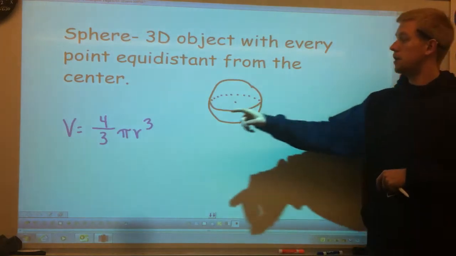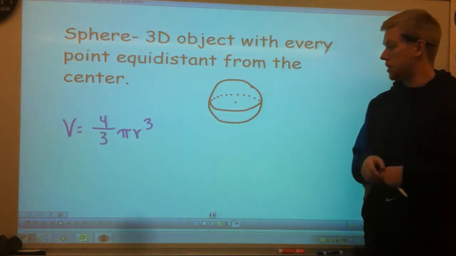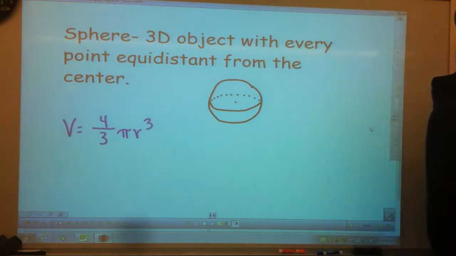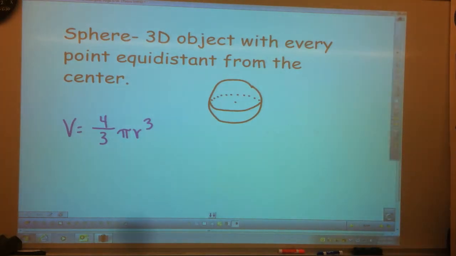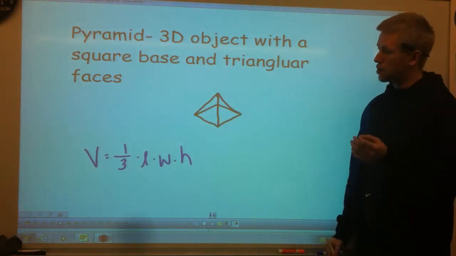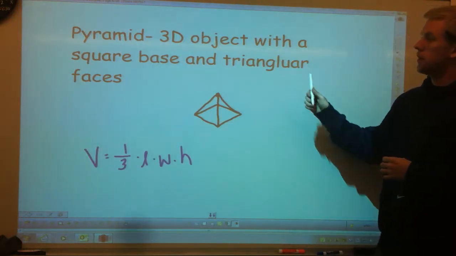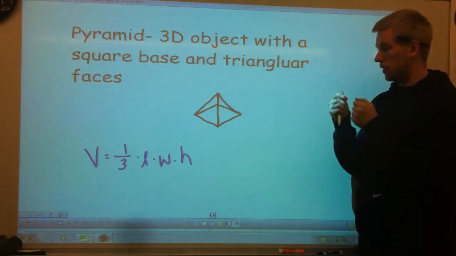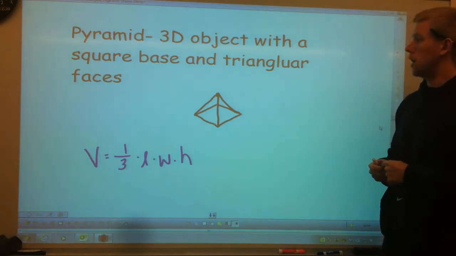So that's our definition, our formula, and a picture that you need to go along with it. And these are all going on your foldable here. Next shape that we have, and these last 2 or 3 I think are not very prevalent in what we'll be doing, but I'm going ahead and giving them to you so you can always pull out that foldable if you need to and look it up.